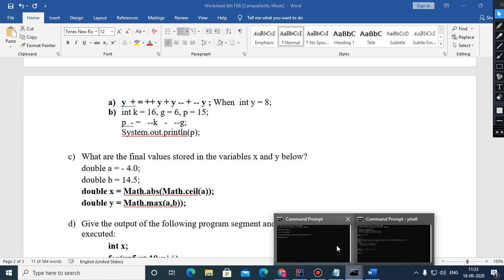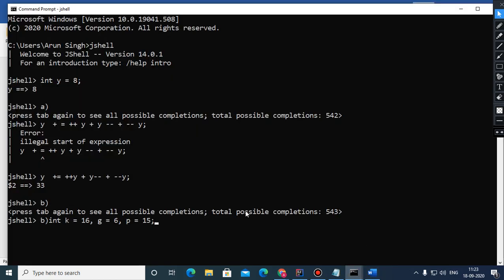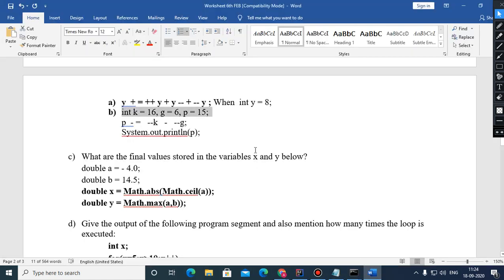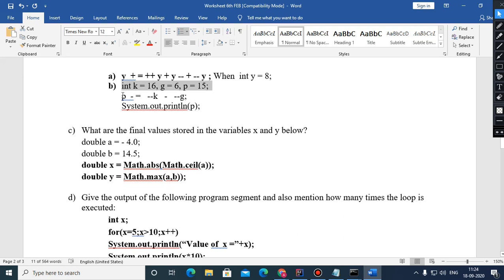Okay, let us see that. Just execute this part. So these variables are declared, and then we need to write this much. This much is enough.